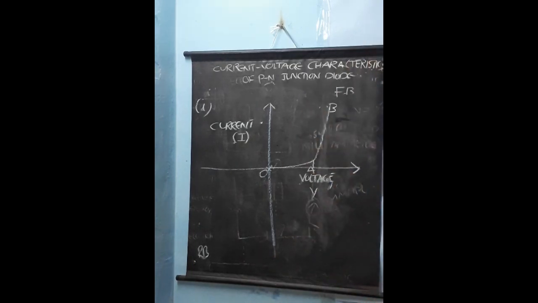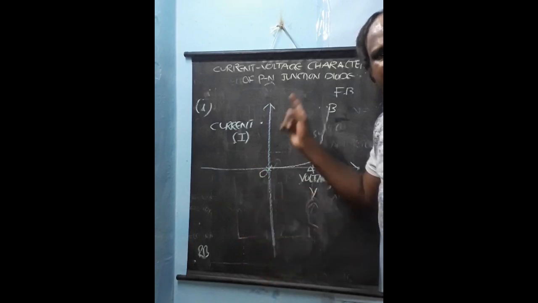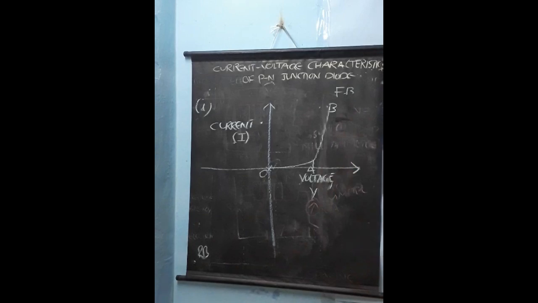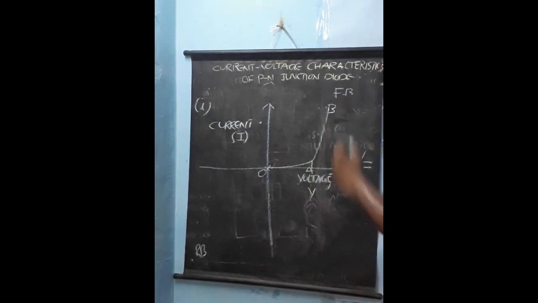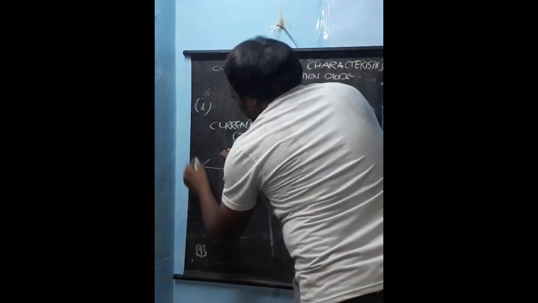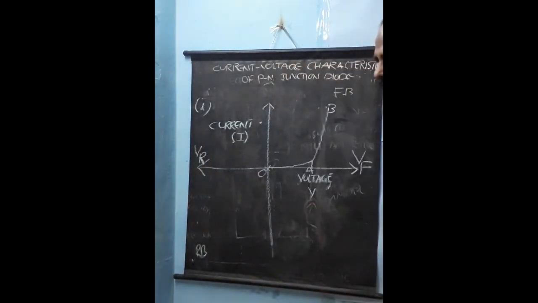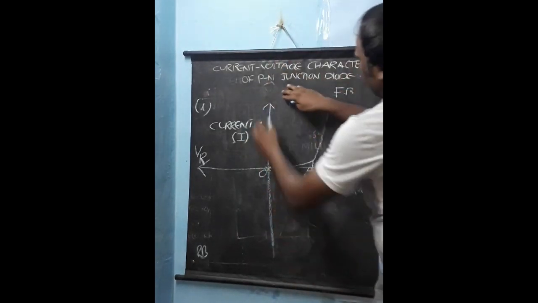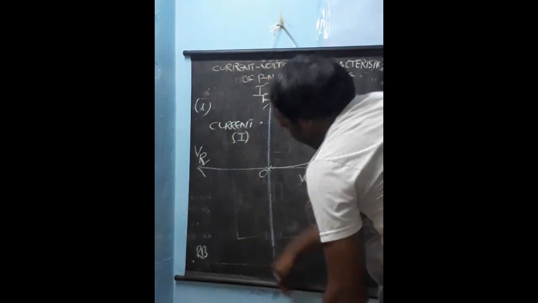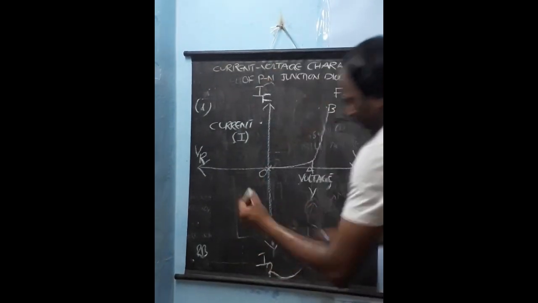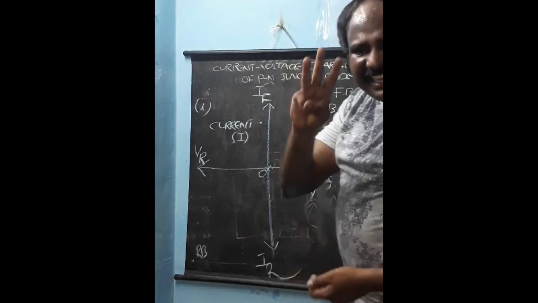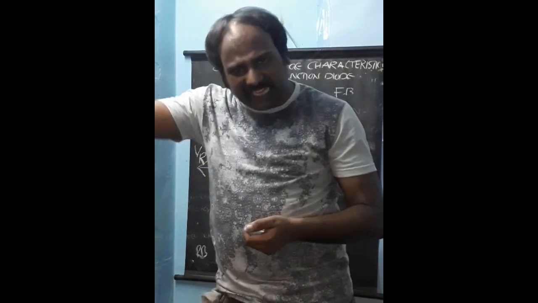Now, as we are going to draw the graph for forward bias and reverse bias, we can indicate all the terms. This is voltage, so this is for forward bias, VF. This is for reverse bias, VR. Along the y-axis, which indicates current, this is for forward bias, IF, and this is for reverse bias, IR. Forward bias contains 3 points O, A and B.